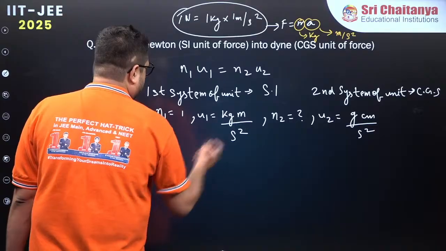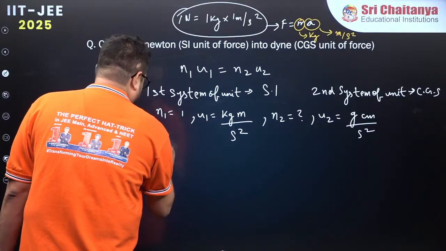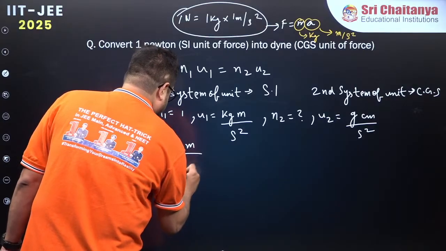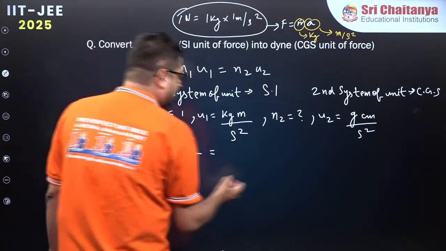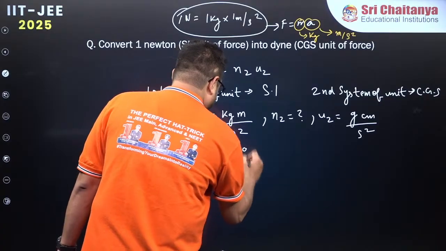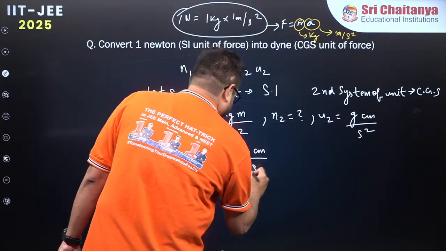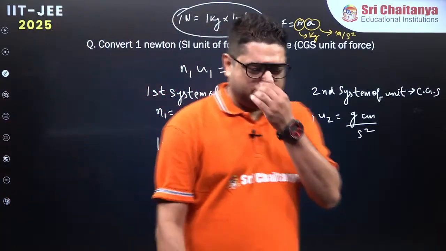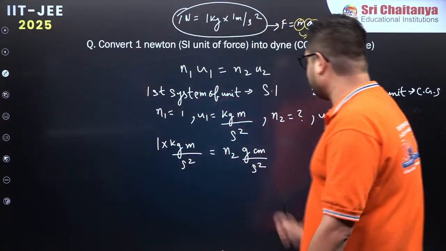That is N1 U1. So I will write it down as 1 into kg meter per second square is going to be equivalent to what? That is N2 into gram centimeter per second square. So now we need to perform, isn't it? Yes or no? We need to find out the value of N2 over here.